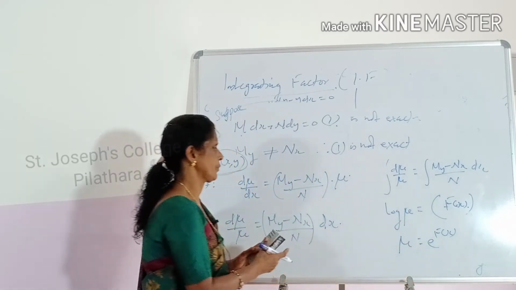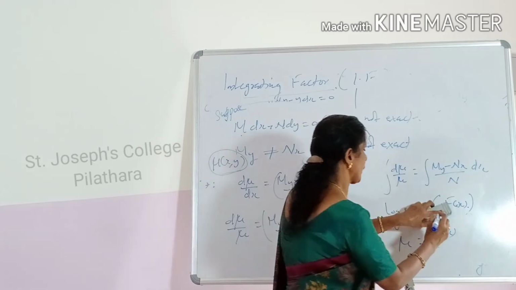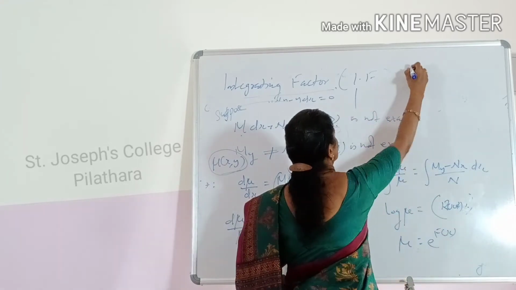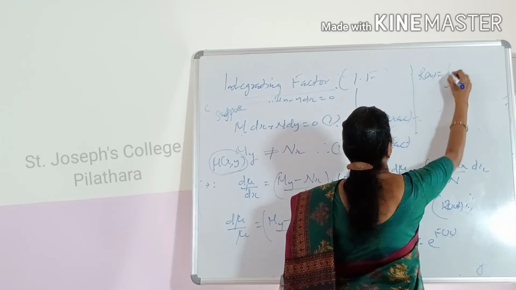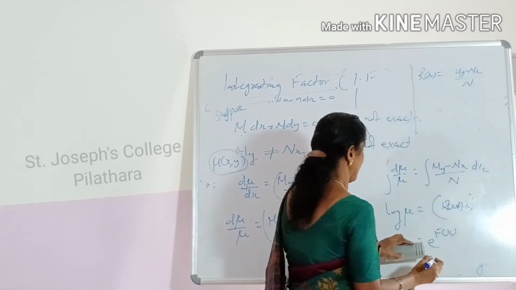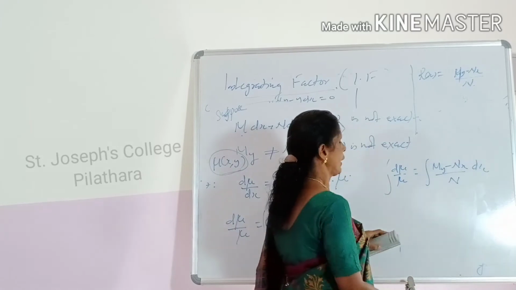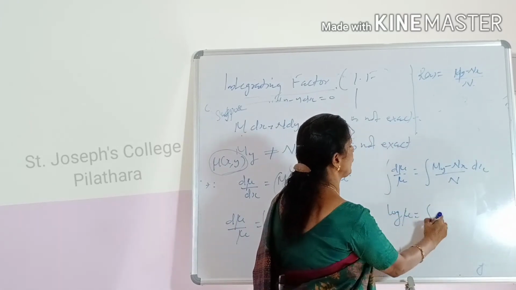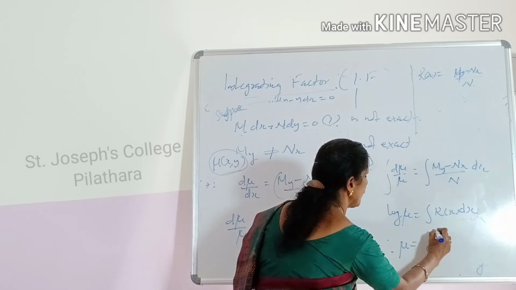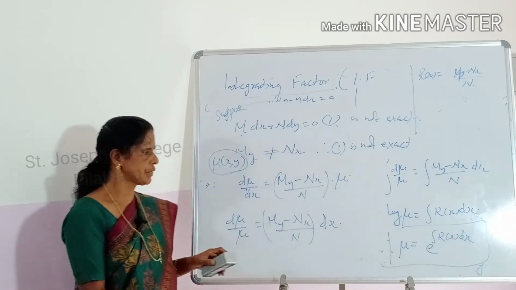Now here we write R of x as the function. Let R of x equal to (My minus Nx) divided by N. Therefore, we can write log mu equal to integral R of x dx. Therefore, mu equal to e power integral R of x dx. Thus we get the integrating factor mu.